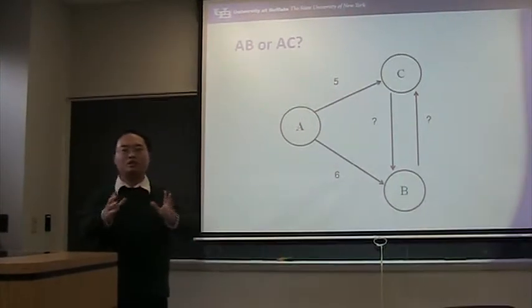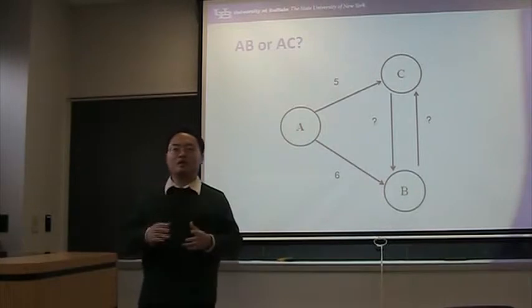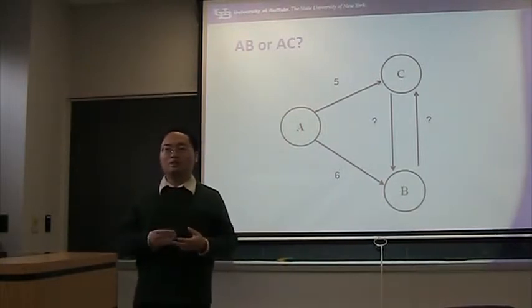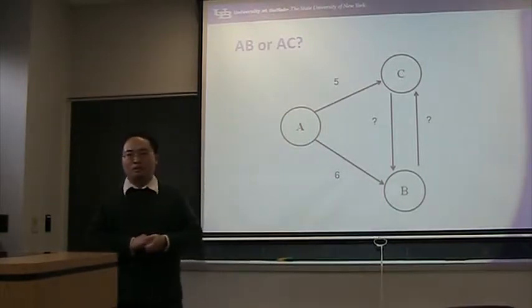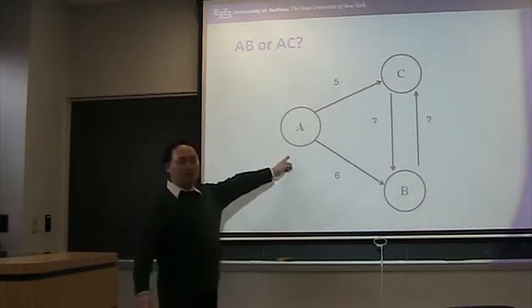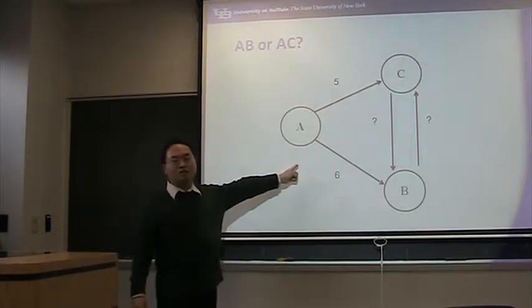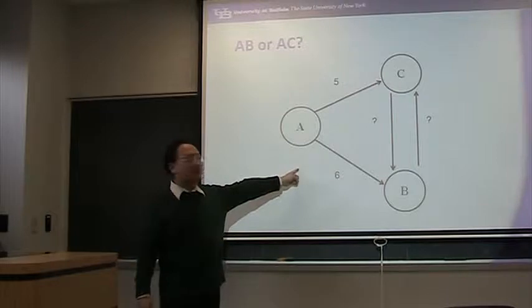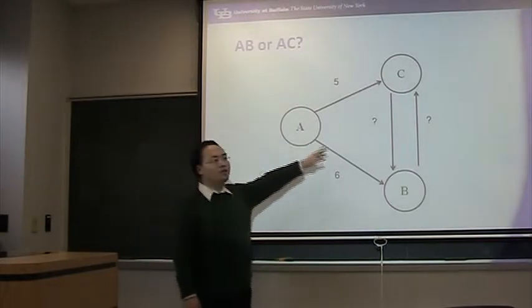Because when you learn this algorithm, they may tell you this algorithm is called label correcting algorithm or Dijkstra's algorithm. But if you understand this simple graph, you understand this algorithm. Okay. What does this mean? We have three nodes, A, B, and C.